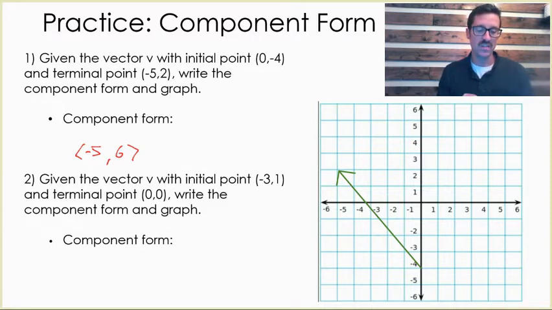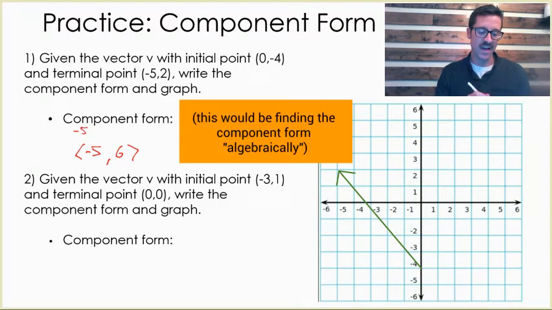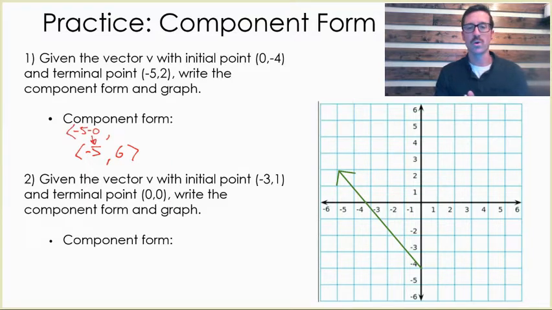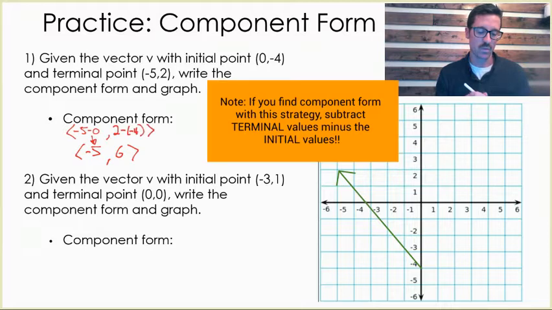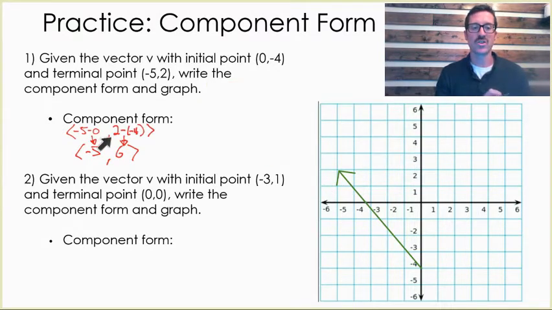What we could do to get our horizontal component, we could subtract the terminal point's x value minus the initial point's x value. If I do negative 5 minus 0, that would give us the horizontal component of negative 5. And if I were to do the same thing to find my vertical component, we could do 2 minus a negative 4, which would give us the 6 right there. So you could do it graphically or you could do it algebraically. Now I'm going to erase this so we can do number 2.